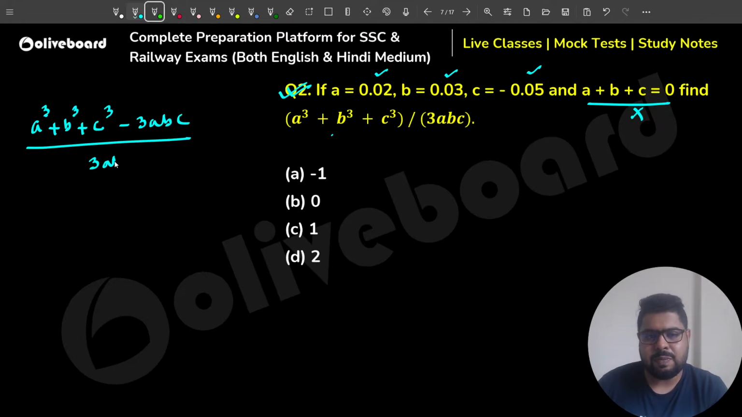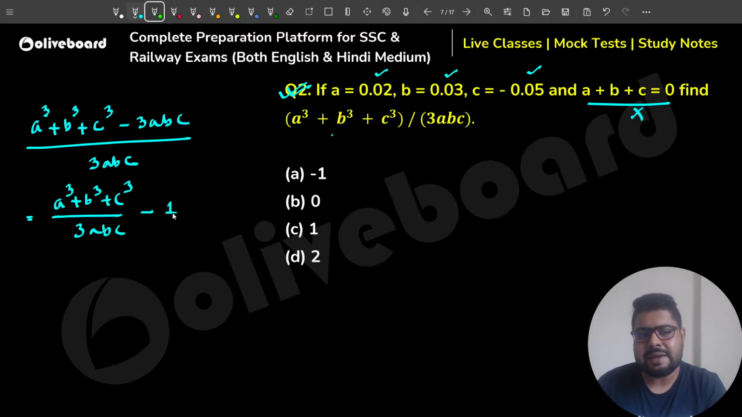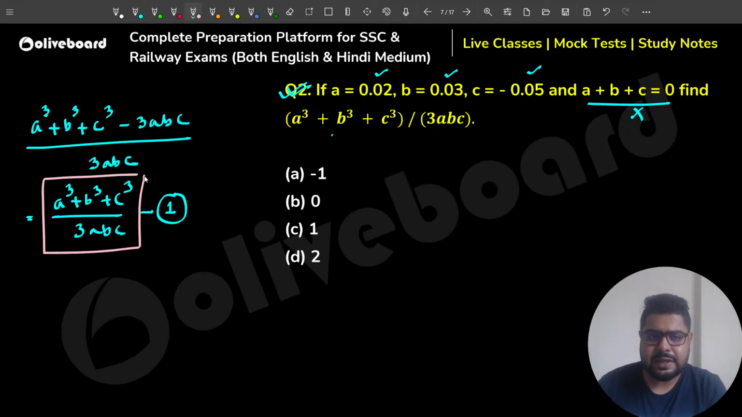And they are asking you by 3abc, meaning ultimately, this will give me a cube plus b cube plus c cube by 3abc. And 3abc by 3abc is minus 1 actually. And I need to find the value of this. This is what they're asking of us.